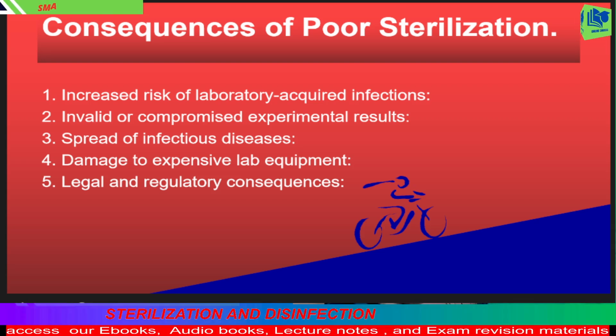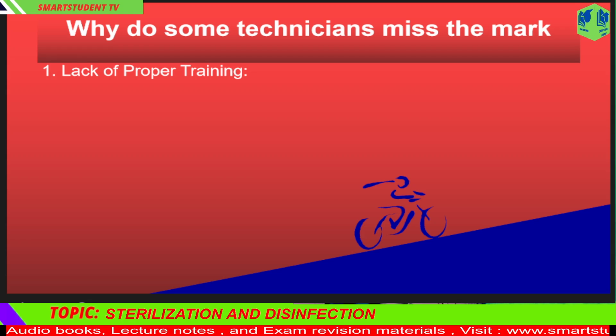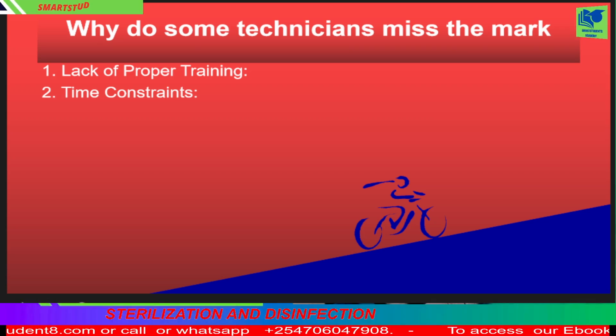So, why do some technicians still miss the mark? Let's discuss. 1. Lack of proper training. Many technicians do not receive adequate training on sterilization techniques. This can lead to incorrect procedures, improper handling of sterilization equipment, and ineffective outcomes. 2. Time constraints. In busy laboratories, technicians are often under pressure to complete tasks quickly. This can lead to shortcuts being taken during sterilization procedures, reducing their effectiveness.